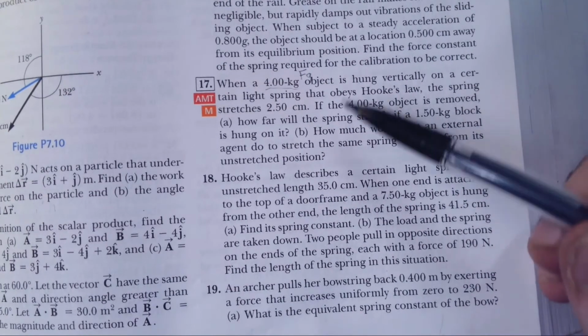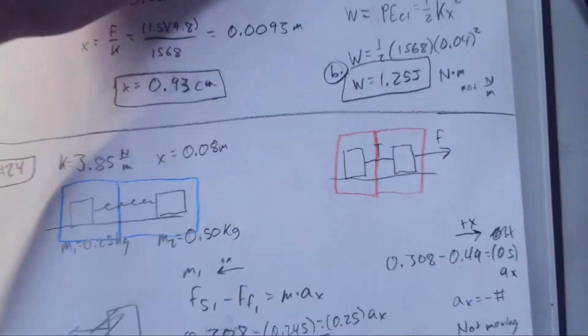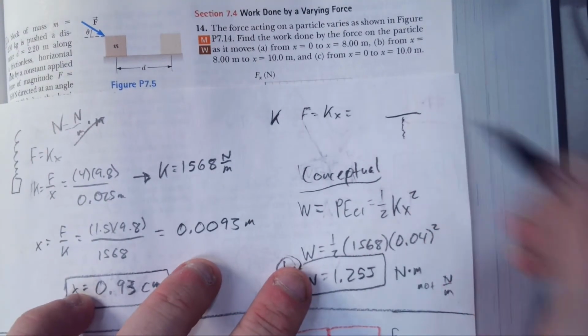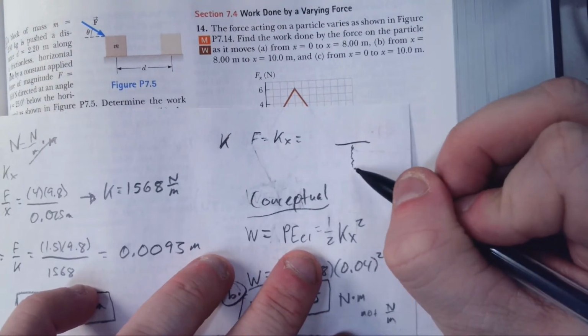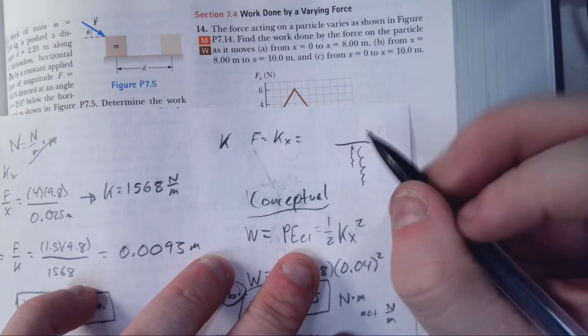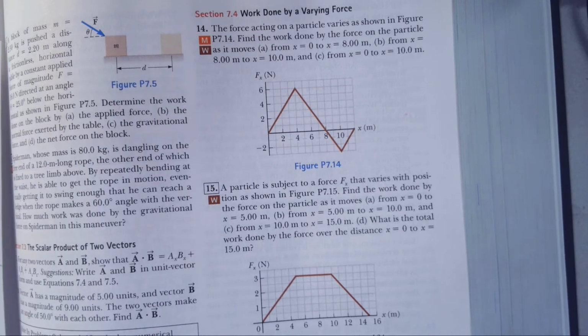Okay, here. How much work must an external agent do to stretch the same spring 4 centimeters from its unstretched position? When I say external agent, you can imagine that you have the spring tied in, not compressed, and then somebody comes up, holds on to it, and stretches it so that it's now like that. There is some force being applied to stretch that a certain distance. So sorry, I'm going back and forth, need to do that.